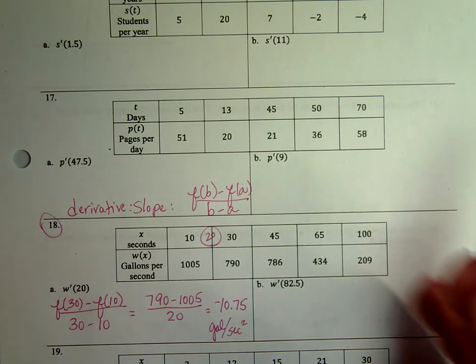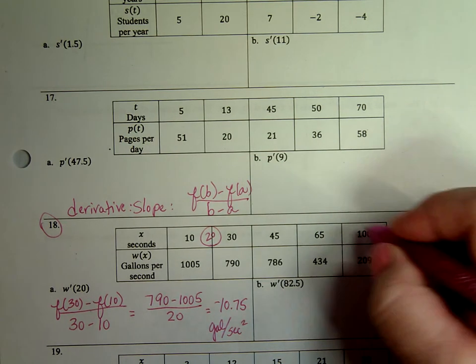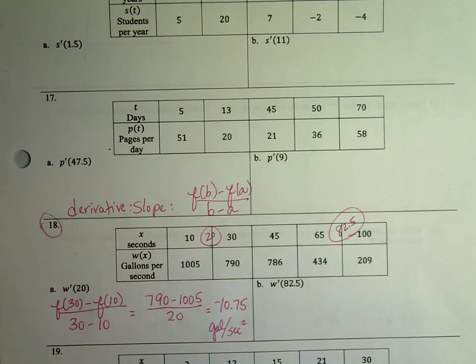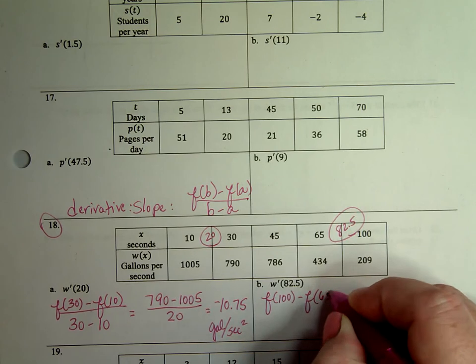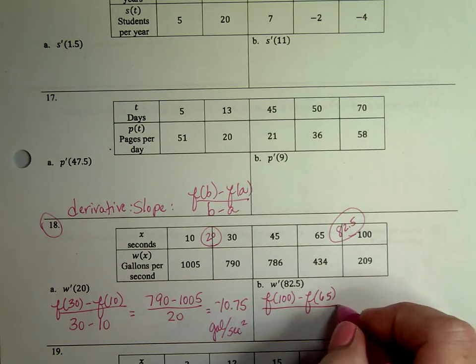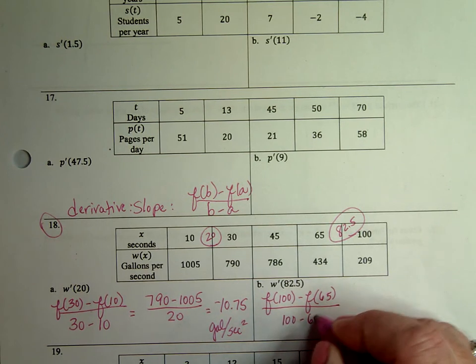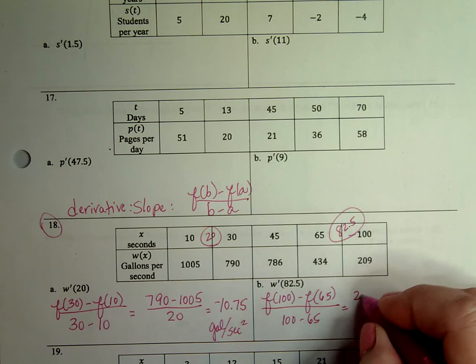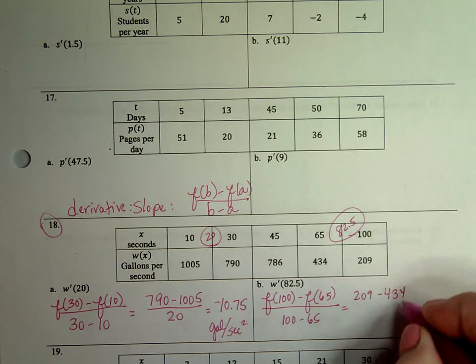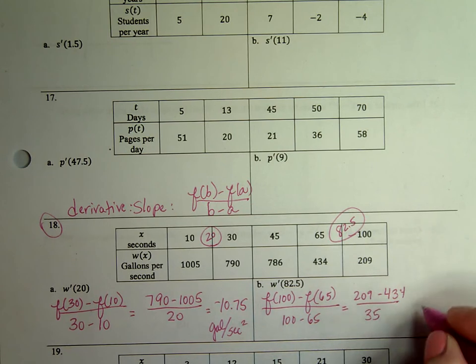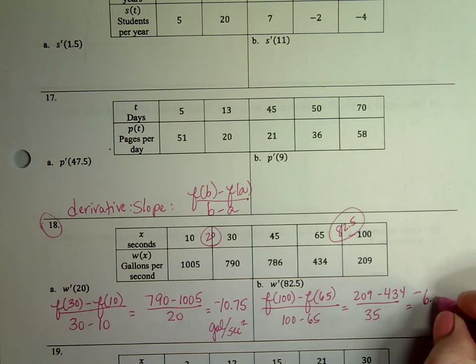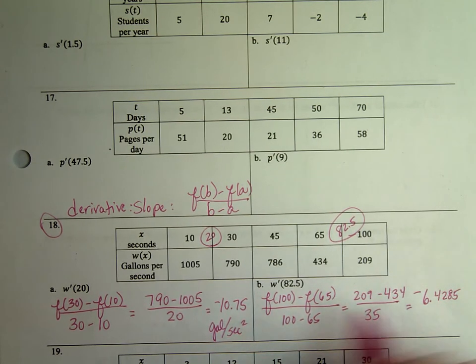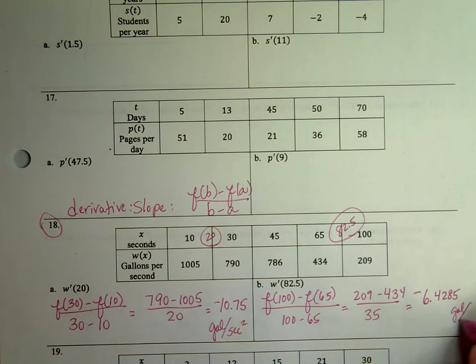All right, 82.5. 82.5 is not on my chart, but it would be right about here if it were. I'm going to go a little to the right, a little to the left. F of 100 minus f of 65. Oh, by the way, these are W's, aren't they? I should have W's, not F's. You got the idea. All right, so here's my story. 100 is 209. 65 is 434. 100 minus 65 is 35. I go to my handy dandy calculator. I calculate that out. Negative 6.4285. Units are gallons per second per second. Gallons per second squared.